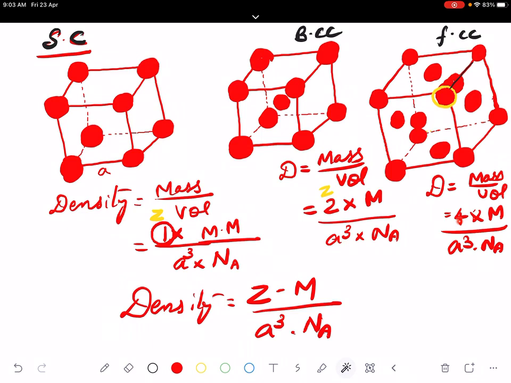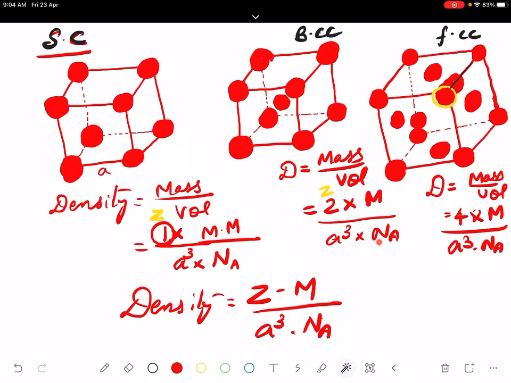Mass of the unit cell is the mass of these atoms. In the case of a simple cube, the mass of the unit cell is the mass of that one atom. In the case of BCC, it is the mass of those two atoms. In the case of FCC, it is the mass of those four atoms. So mass divided by volume. What is the volume? If a is the edge length, a cube is the volume. And the mass of one atom is molar mass upon Avogadro number.